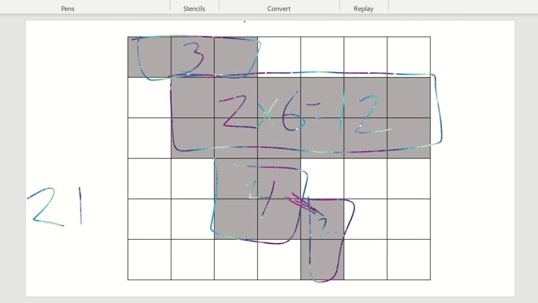So instead of having to count those individually, I can do some quick math and chunk those and then add them up to be 21. Either way, you're going to get to your correct answer, and then you just finish it off by writing 21 square units.